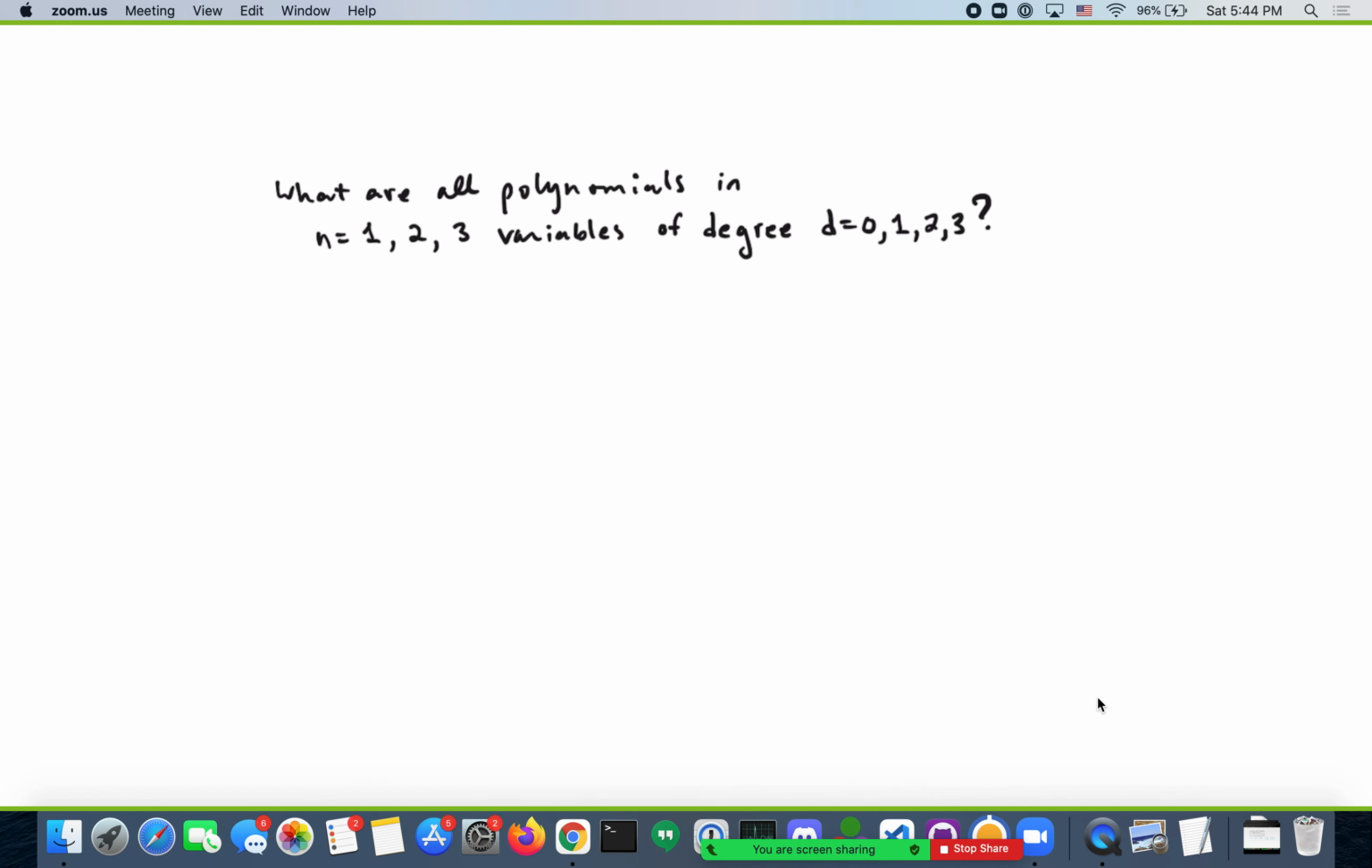What are all polynomials in n equals 1, 2, 3 variables of degree d equals 0, 1, 2, or 3? What are all possible polynomials in one variable? What are all possible polynomials in 2 variables? What are all possible polynomials in 3 variables? And for each of those, what are they in degree 0, 1, 2, and 3?